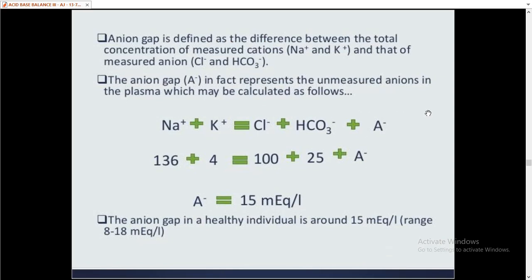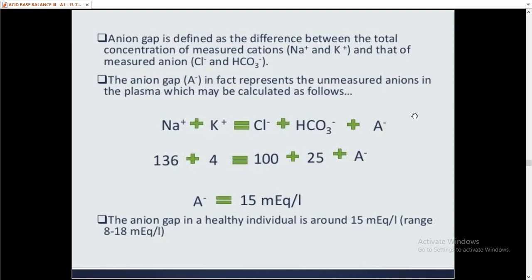So anion gap is defined as the difference between the total concentration of measured cations and that of the measured anions. The anion gap in fact represents the unmeasured anions in the plasma, which can be calculated by this formula: sodium plus potassium is equal to chloride plus bicarbonate plus anion gap.